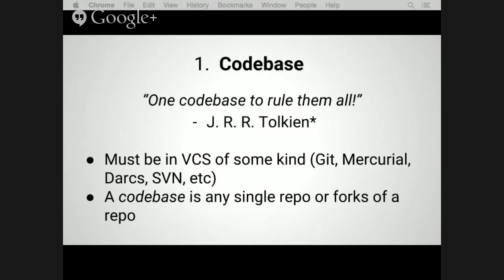So one code base to rule them all is what Tolkien probably would have said if he was a developer instead of a writer. But the first factor, the code base, states your code must be in a version control system of some kind, whether it be Git, Mercurial, Darcs, Subversion, or anything like that. And a code base must be one single repository if it's a centralized version control system, or any of its forks if it's decentralized.